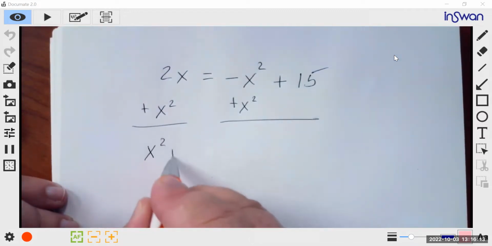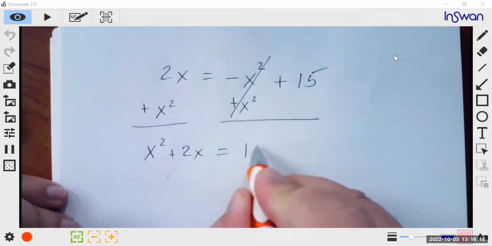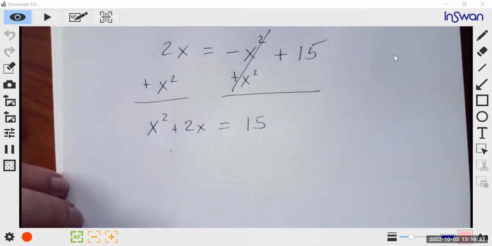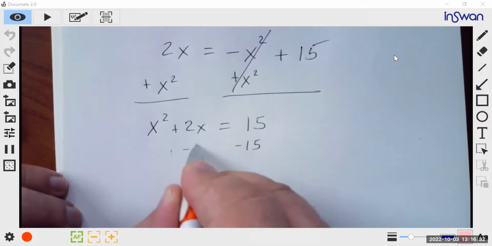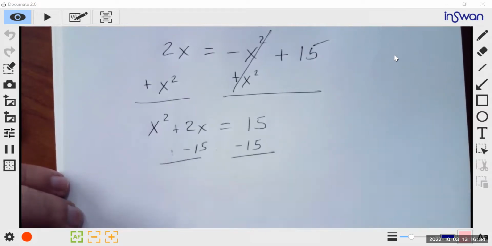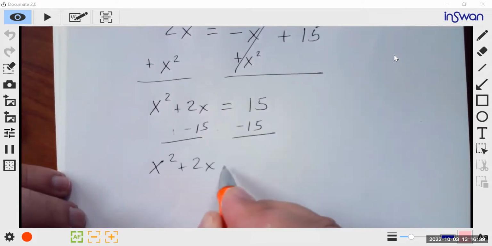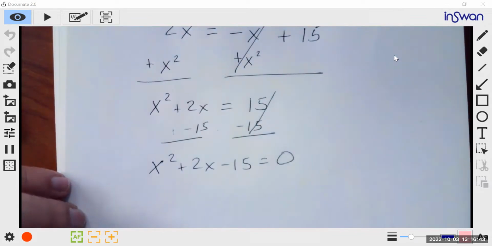So we have x squared plus 2x equals 15. Now what? Minus 15. Very good. Both sides. X squared plus 2x minus 15 equals 0.